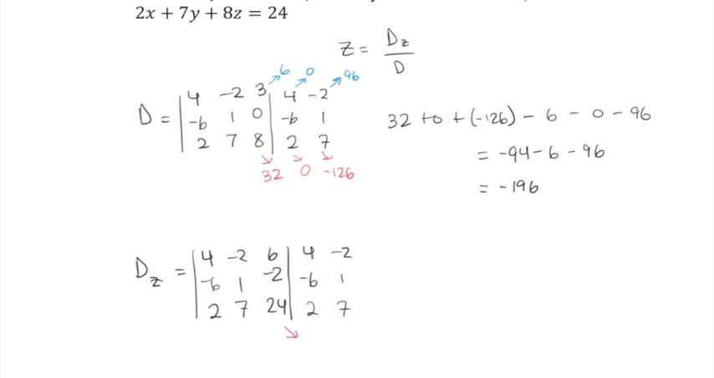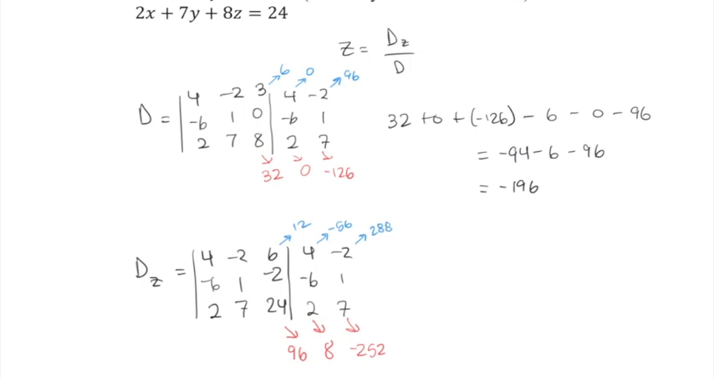4 times 1 times 24 is 96. Here we have -2 times -2 times 2, which is 8. And here we have 6 times -6 times 7, which is -252. Now from the bottom left to the top right diagonals, 2 times 1 times 6 is 12. 7 times -2 times 4 is -56. And then 24 times -6 times -2 is 288.